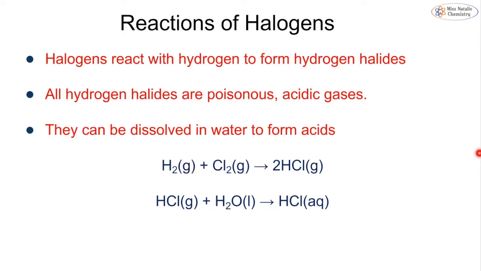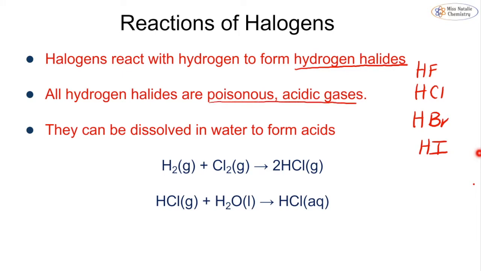So there are a few key reactions of halogens that you need to know for this topic. The first one is the reaction that they have with hydrogen. So they will react with hydrogen to form a hydrogen halide, and that could be HF, HCl, HBr, or HI. And each of these hydrogen halides are poisonous, acidic gases. Okay, so they are not particularly good. They are toxic, so we don't want to come into contact with them, which is why we said that you should never be breathing in the vapours. But most importantly, we can then dissolve these gases in water and they will form acids.